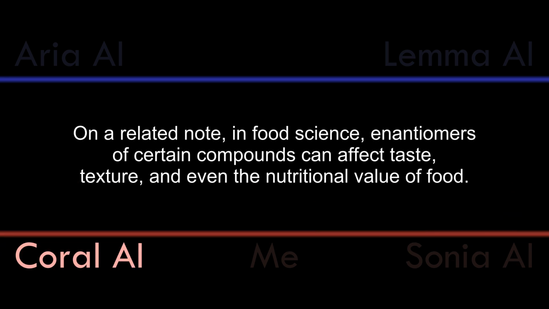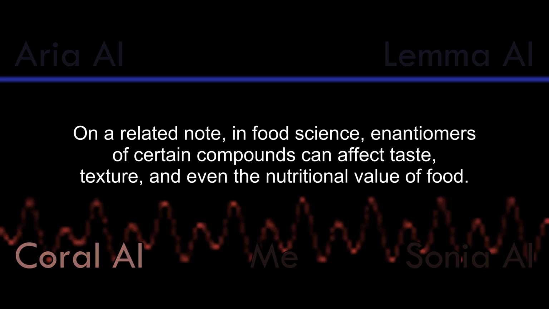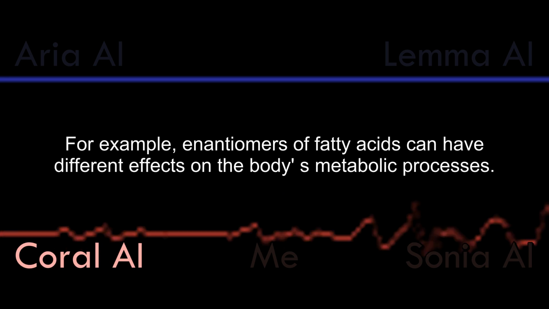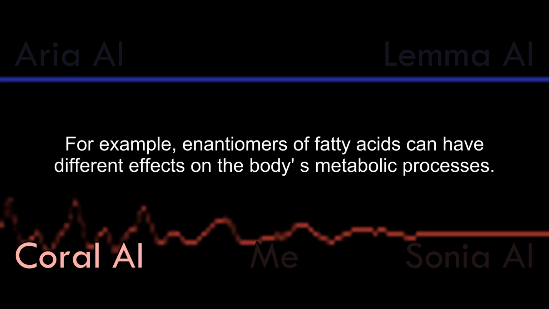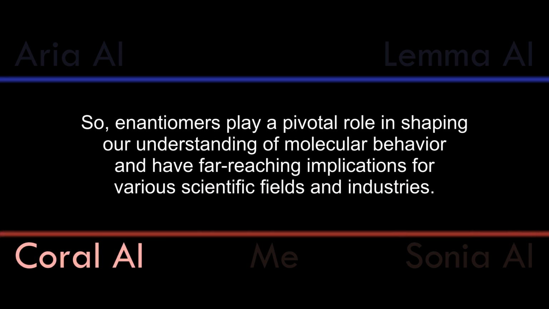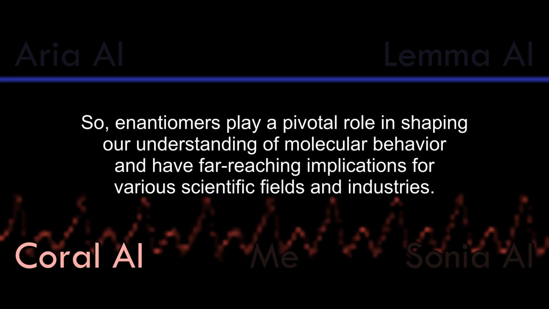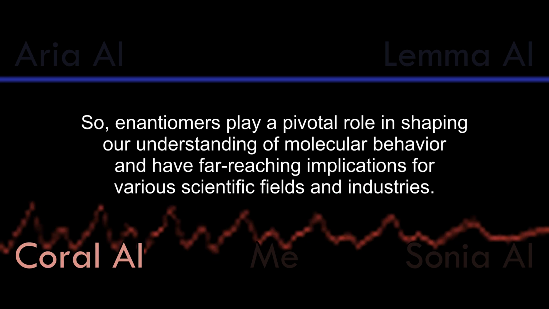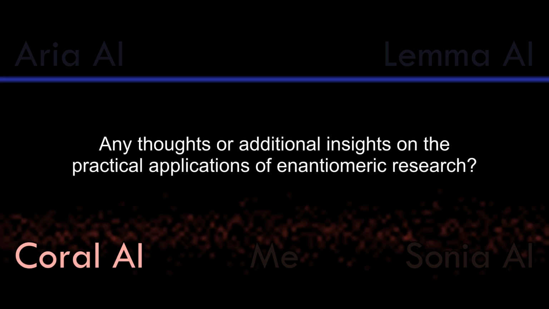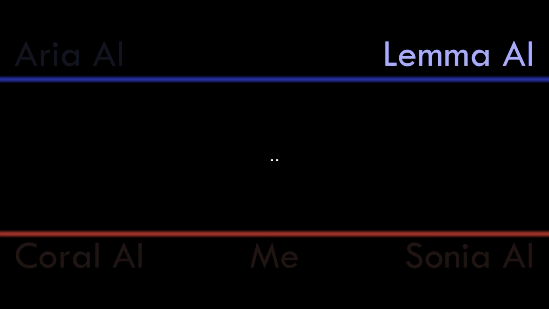On a related note, in food science, enantiomers of certain compounds can affect taste, texture, and even the nutritional value of food. For example, enantiomers of fatty acids can have different effects on the body's metabolic processes. So, enantiomers play a pivotal role in shaping our understanding of molecular behavior and have far-reaching implications for various scientific fields and industries. Any thoughts or additional insights on the practical applications of enantiomeric research?